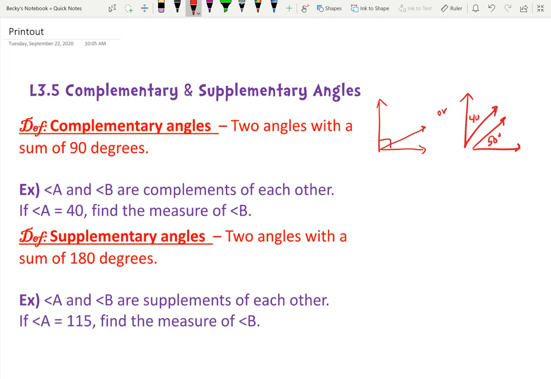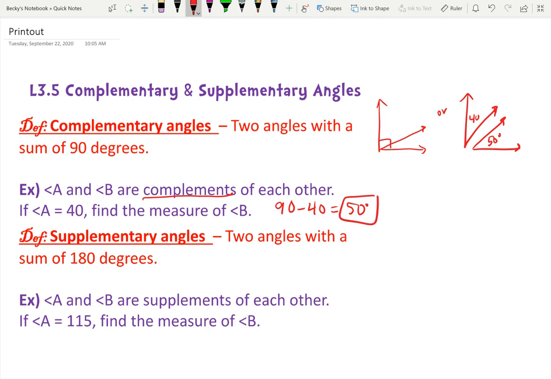So for my example, the first one is angle A and angle B are complements of each other. Angle A is 40. What's the measure of angle B? Well, this is your key. You have to know what a complement is. It is the angle that adds to the other angle to equal 90. So all you have to do is take 90 and subtract the 40 to get 50 degrees.